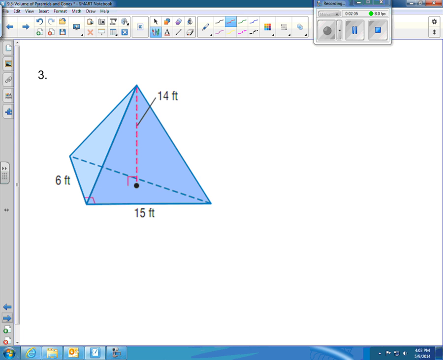Go ahead and take a look at 3. Number 3 is still asking for our volume of the pyramid. Our base this time is a triangle, so think about area for a triangle. Triangle area is base times height divided by 2. So think about our base being 15 and 6. I'm going to leave this one up to you to find your base area and then multiply it by our height of 14 divided by 3.